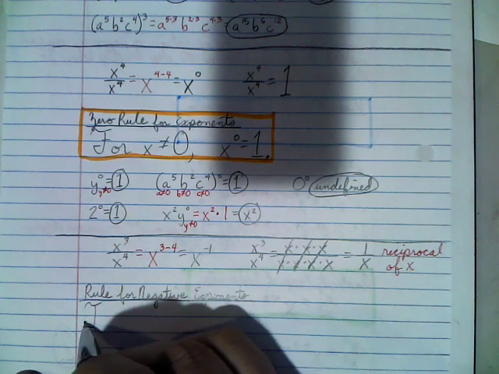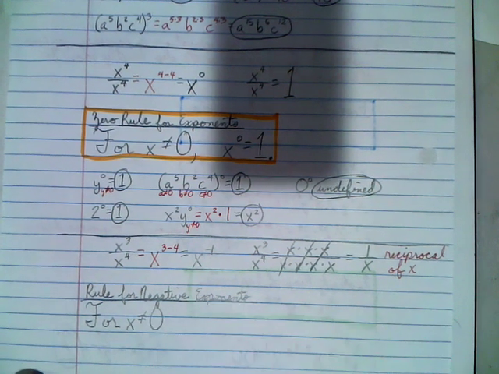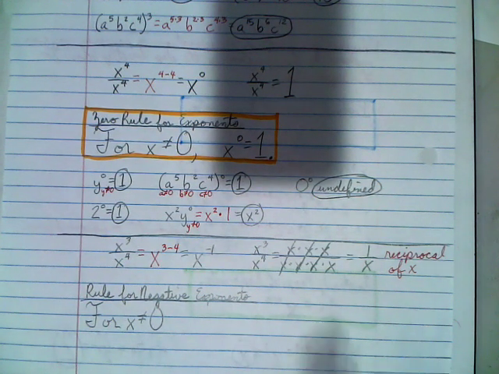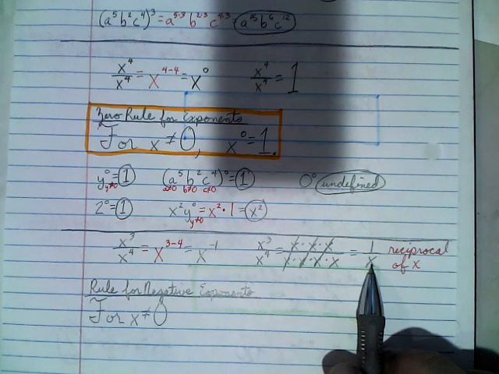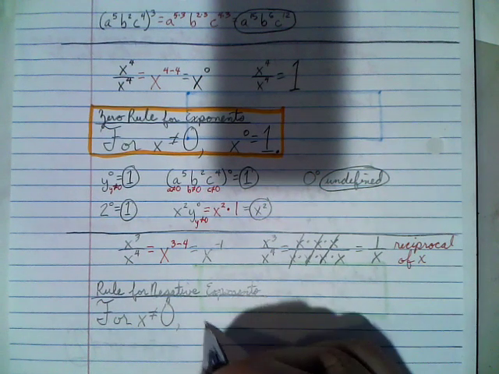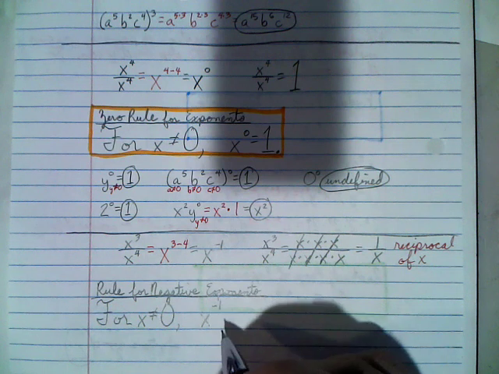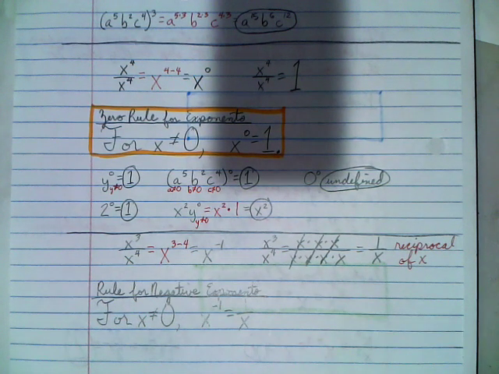And again, it says for x not equal to 0. Now this time it says that because if you think about if x is 0, you're not allowed to have 0 in the denominator. No zeros in the denominator. So we got to avoid that. So x can't be 0 here. X to the negative first power equals the reciprocal 1 over x.